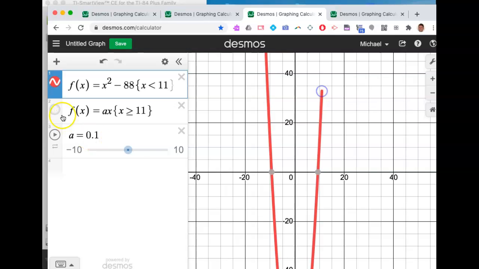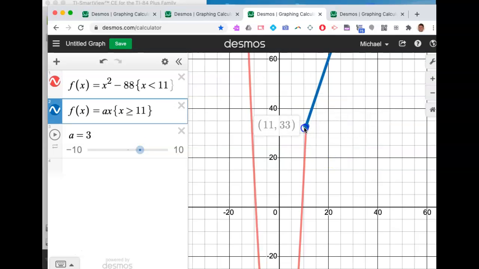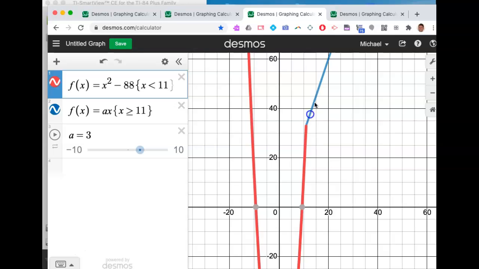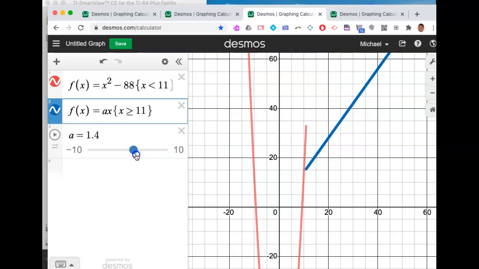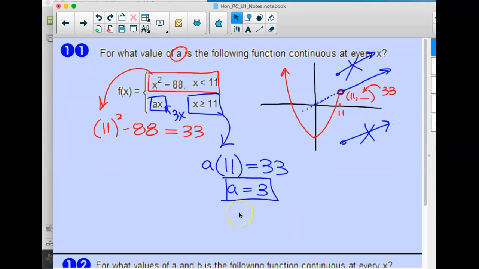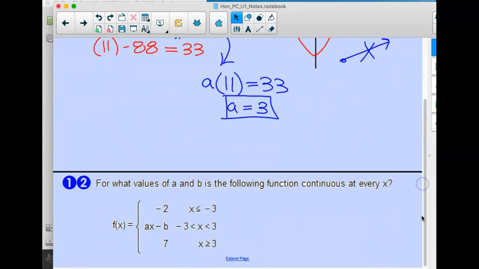So there's my parabola. It's undefined at 11. The line, if a is any of these numbers, it's not working. But when you go to 3, there it is. Perfect, right? So you basically plug the hole where the undefined point was, and now you have a defined point, and you have a continuous function, right? So that should work. You fix the discontinuity. Okay, let's try one that's a little bit more complicated.